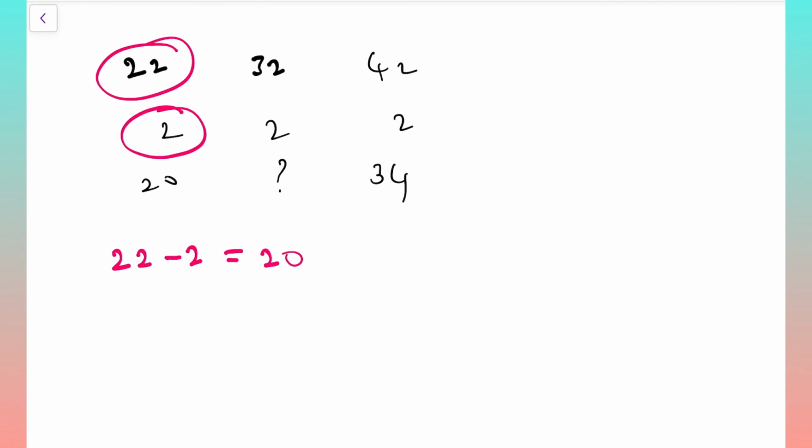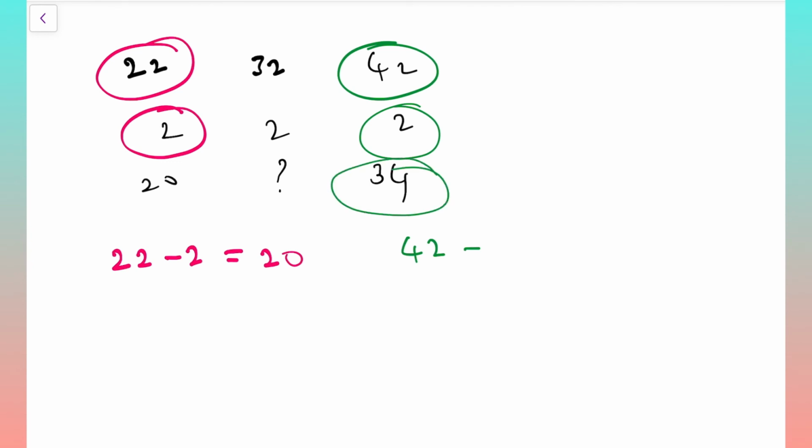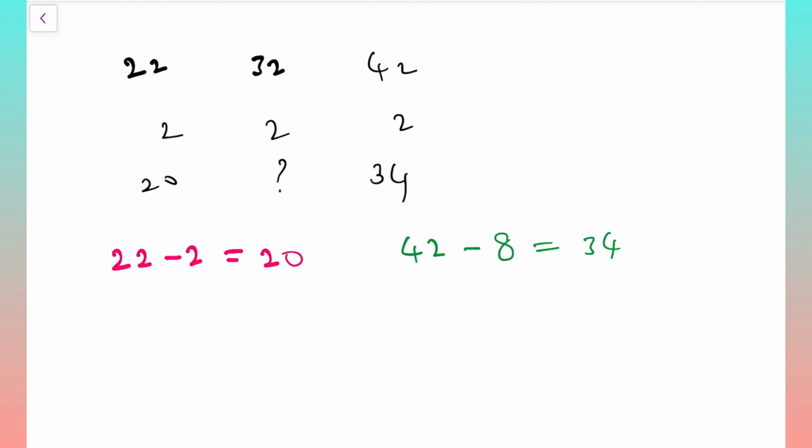The same way, the third one we have 42. From that 42, if we subtract 2, we won't get 34. So from 42, which number do we need to subtract to get 34? We need to subtract 8, then only we will get 34. Where does this 8 come from? It comes from the 2 only, because this is 2 power 1, this is 2 power 2, this is 2 power 3. So 42 minus 2 cube we need to do. 2 cube is nothing but 8, so 42 minus 8 is 34.